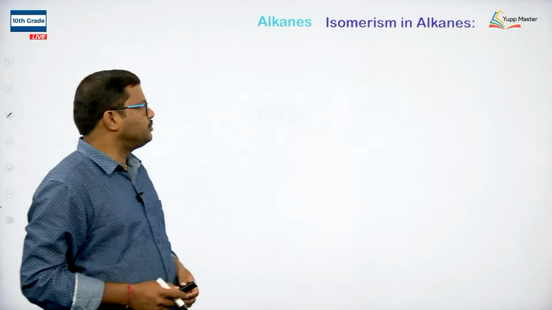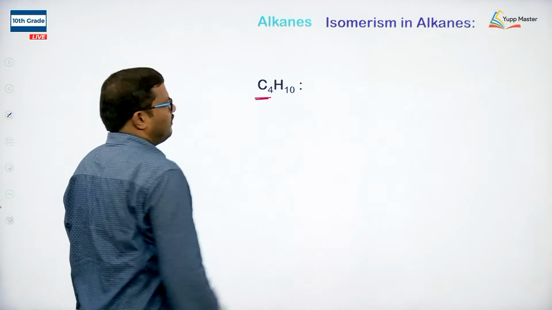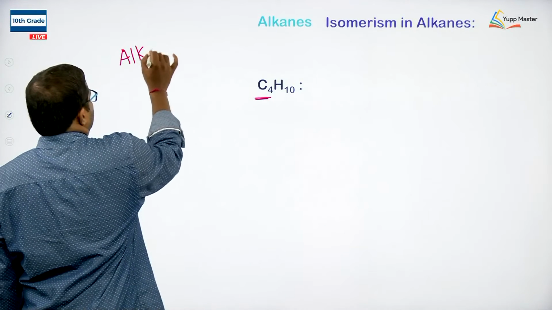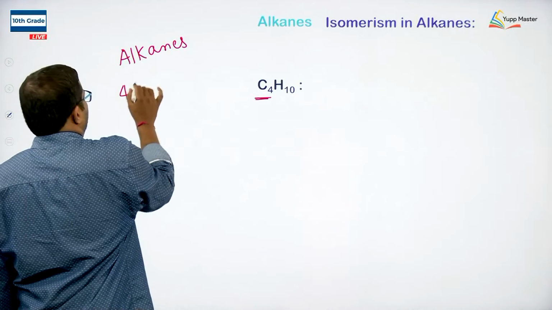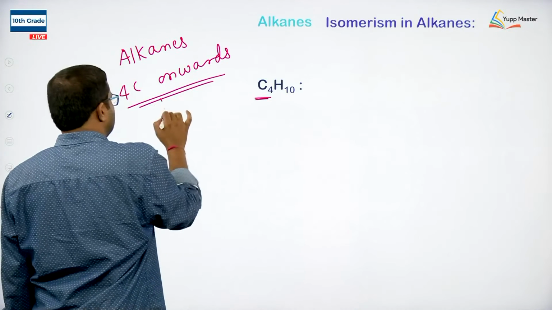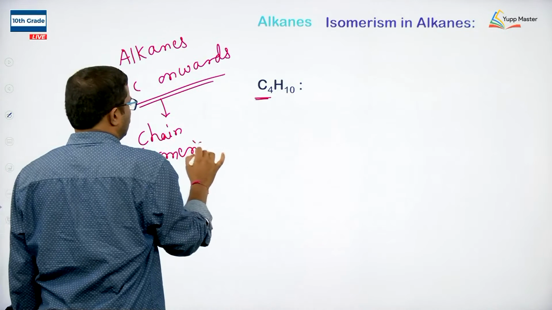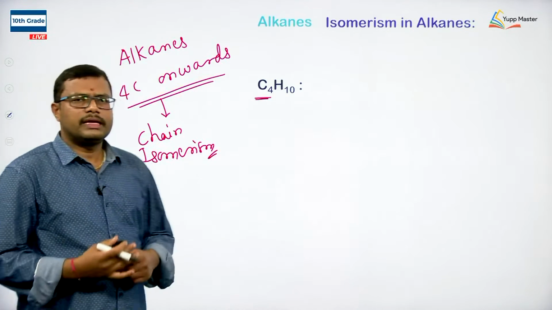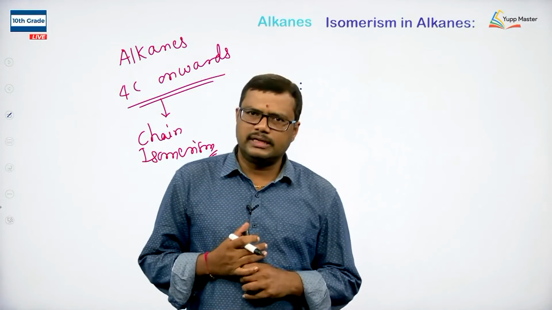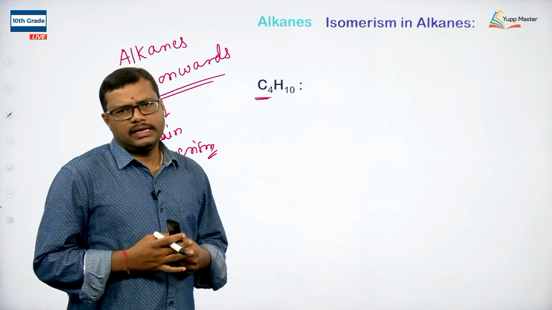So we can observe chain isomerism from alkanes having 4 carbon atoms. Alkanes from 4 carbons onwards will exhibit chain isomerism. So the minimum number of carbon atoms that should be present in the alkane is 4. Up to 3 carbons we cannot expect any chain isomerism.